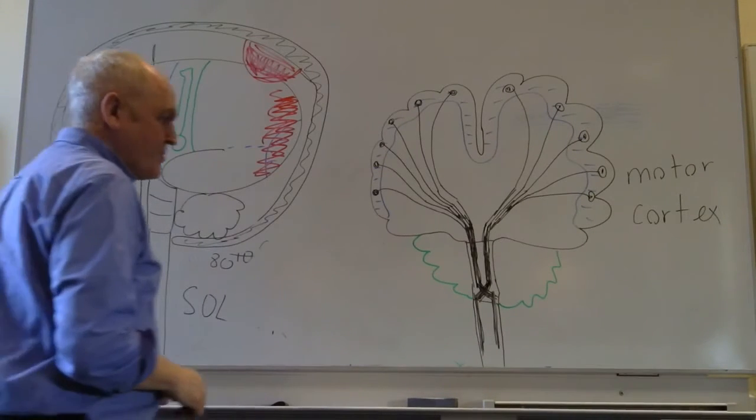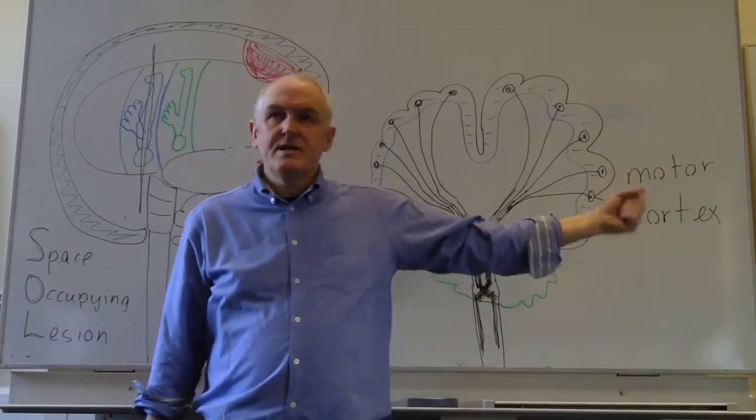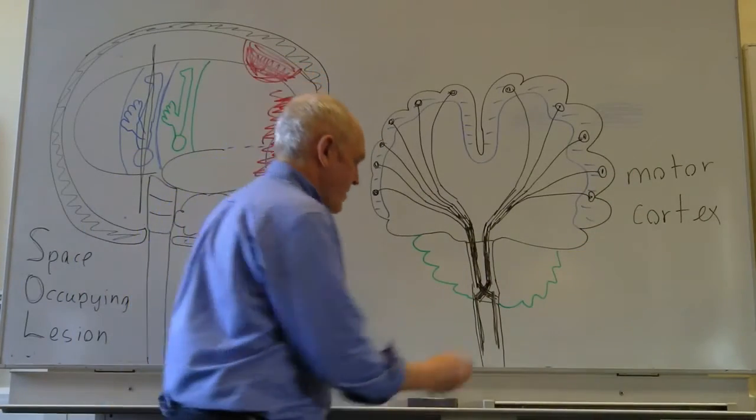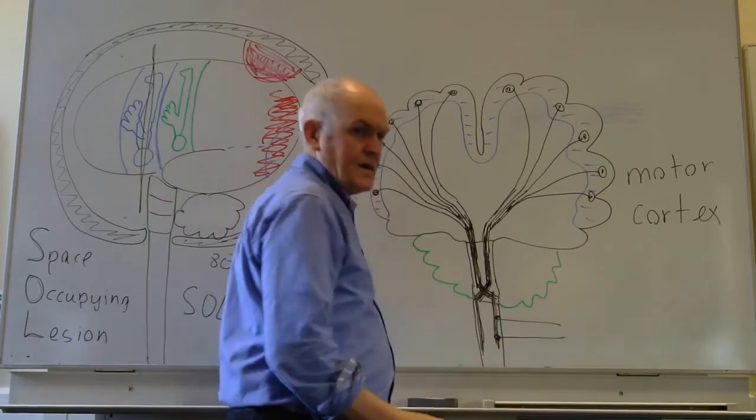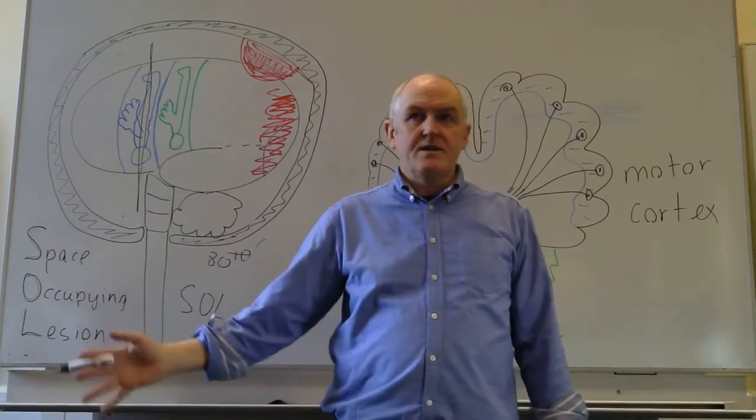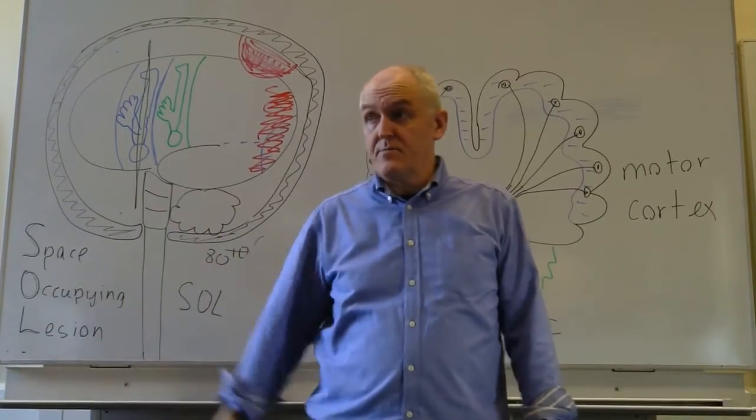And of course, the spinal nerves to the left-hand side of the body leave from the left side of the spinal cord. And the spinal nerves going to the right side of the body leave from the right-hand side of the spinal cord.